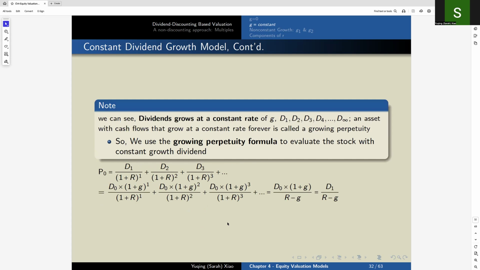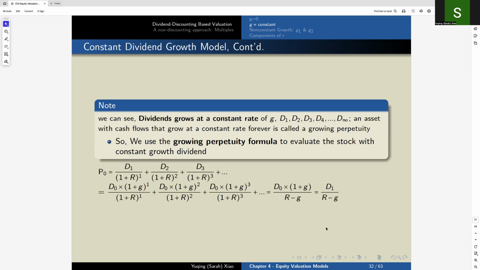So how do we value this? We treat it as a growing perpetuity. Think of it like this. You line up all those future dividends, each one a little bigger than the last. Then you discount each one back to today. If you add them up, you get a neat and elegant result, which is the price today equals next year's dividend divided by the required return minus the growth rate, D1 over R minus g.